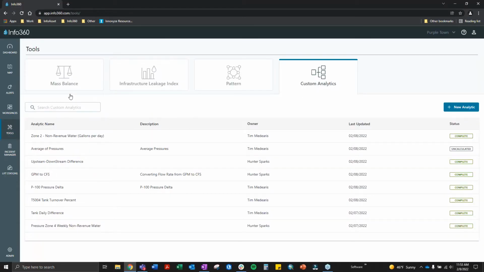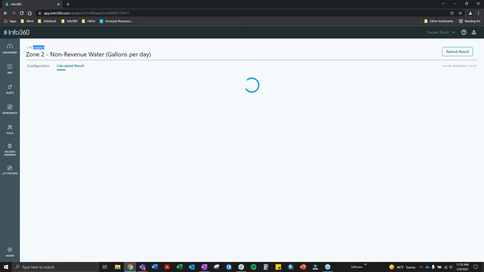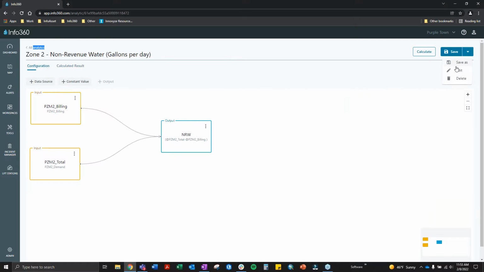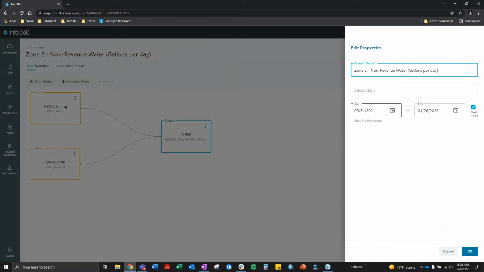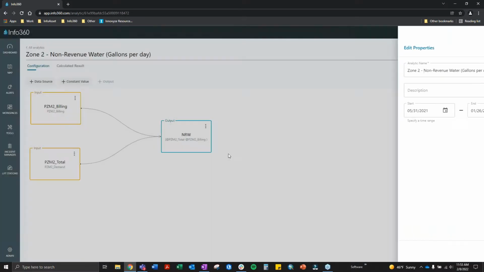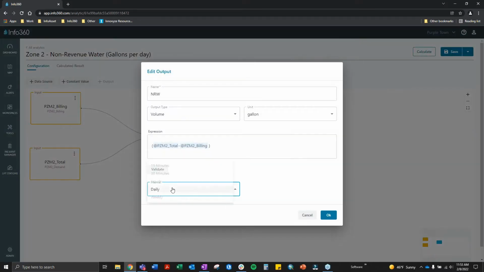So some options of what we've done: you can figure out non-revenue water on a daily or weekly basis. If you configure this to a different time period, different set time, as well as changing the output and changing which time step you're working in, you can look at these custom analytics at a different scale.